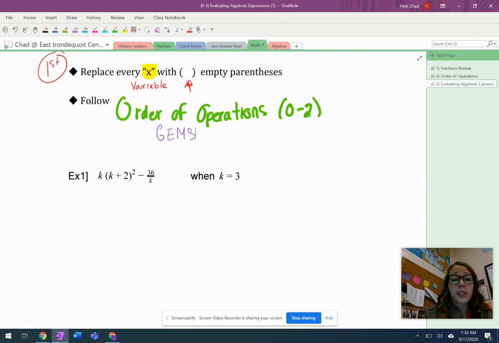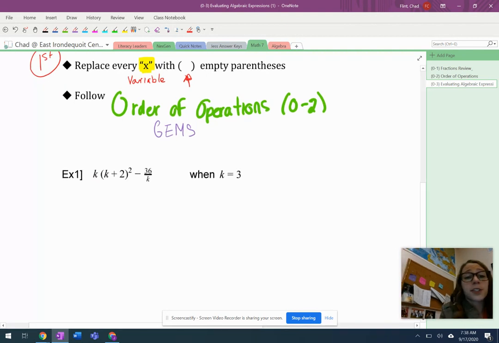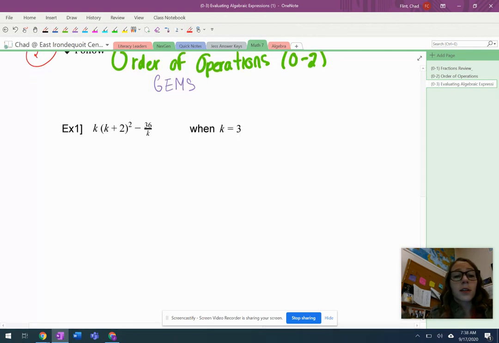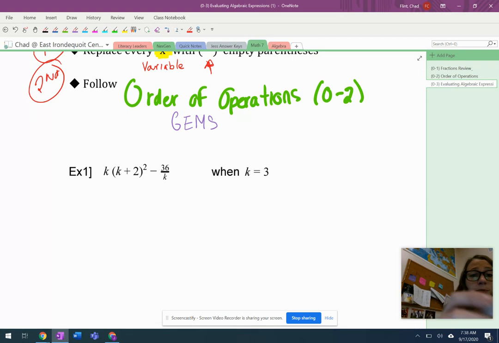So here's this first example I'm looking at. The first thing I'm going to start with is I'm going to rewrite this expression, and everywhere I see a variable, I'm going to put in some parentheses. So instead of k, I'm putting empty parentheses. I'm writing those parentheses that are already there.